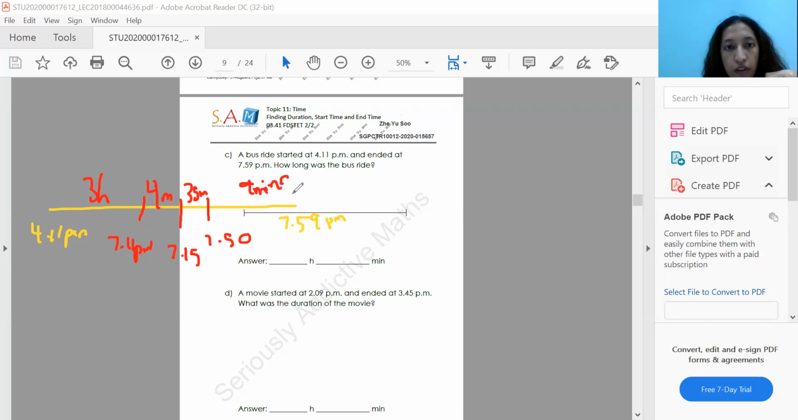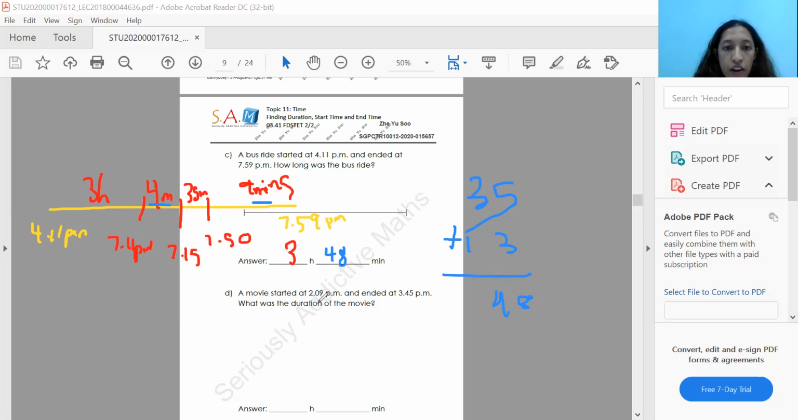Now, we have our hours, which is 3 hours. And then how many minutes? 4 plus 9 is 13. And then 35 plus 13 is 48. Okay, so it is 3 hours and 48 minutes. I hope all of you got that right.